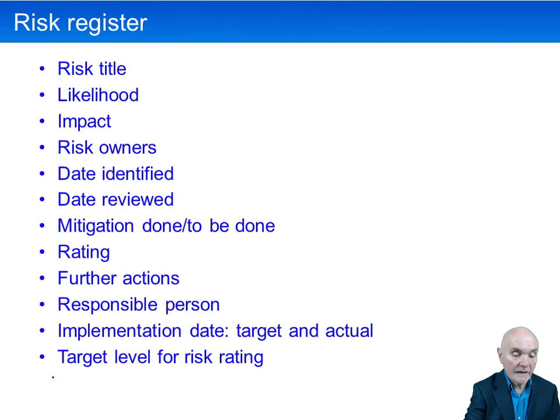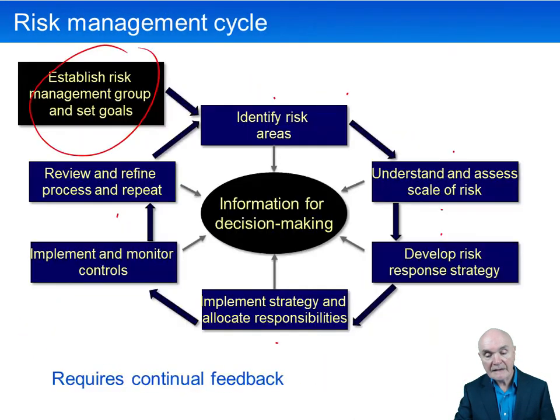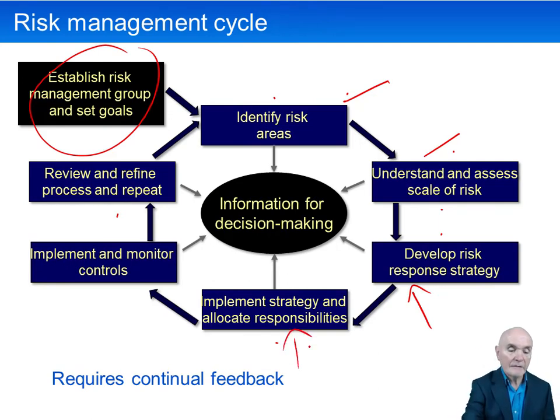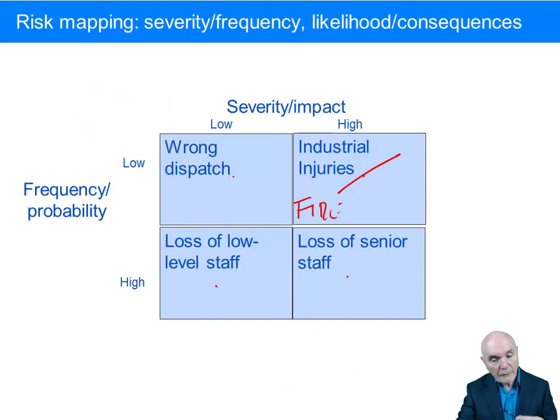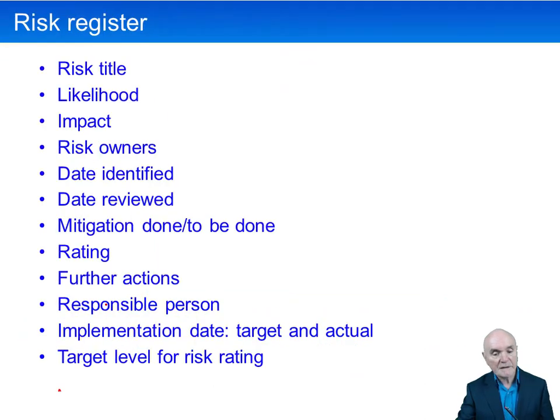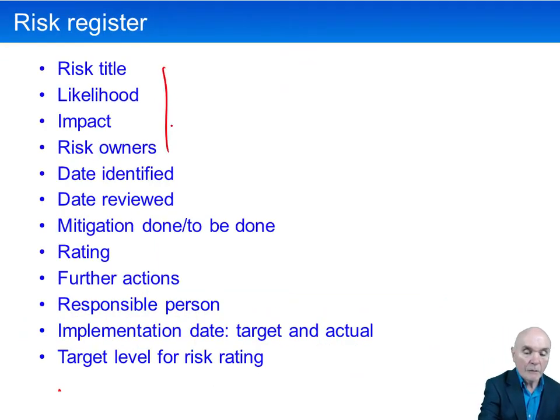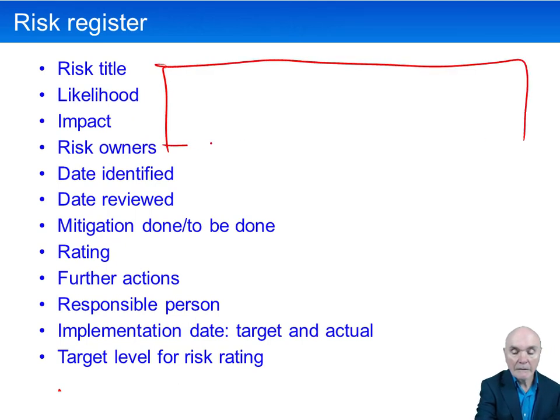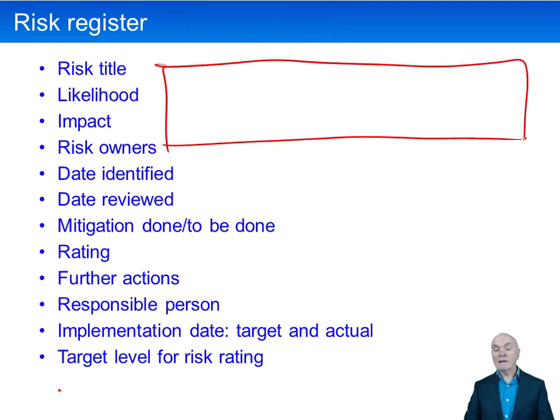And finally, we have a risk register here. When we have identified the risk areas, understood and assessed the scale of the risk, and decided what we're going to do with it, and we're going on to begin to implement a strategy, we want to keep a record of this. That's really the risk register. So think of it as almost a big, long spreadsheet going out here.